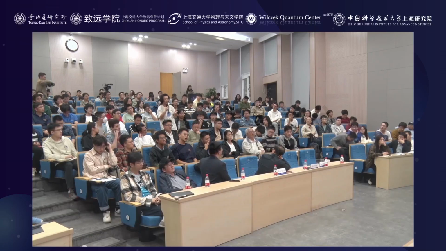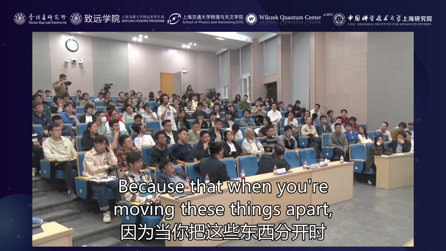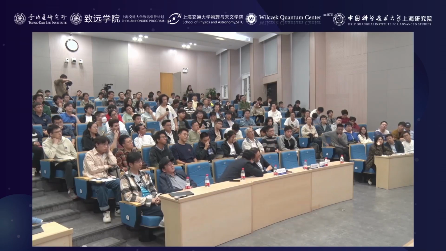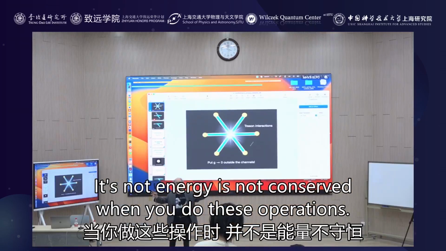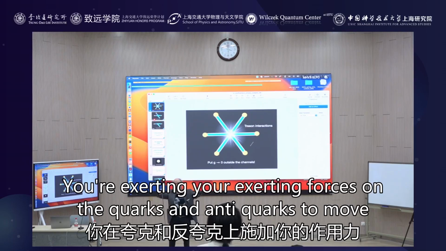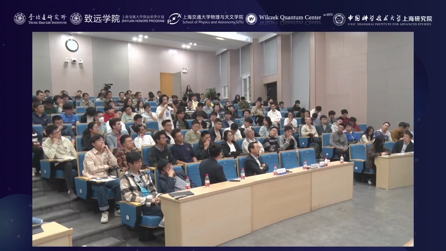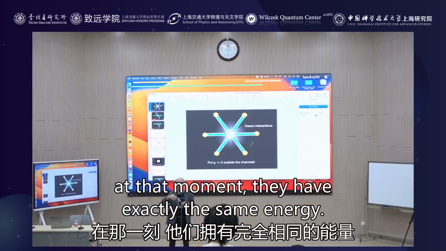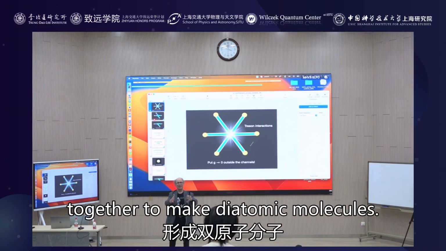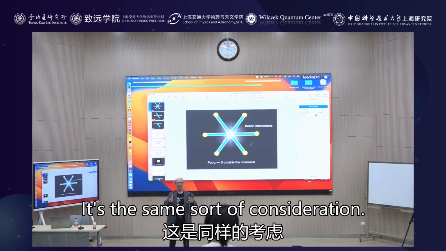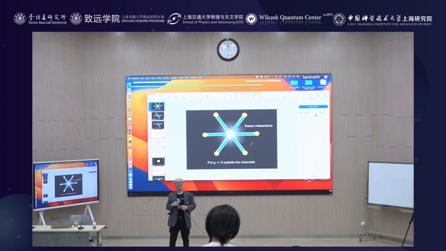And I want to ask where does the energy go? Well, when you're moving these things apart, you're injecting or taking energy out of the system. Energy is not conserved when you do these operations. You're exerting forces on the quarks and anti-quarks to move them around. Yeah, but at that moment when 2 lines turn into a trion, at that moment they have exactly the same energy. It's very much like in chemistry, where people talk about bringing atoms together to make diatomic molecules. It's the same sort of consideration if you look at energy curves. I see. But if they have the same energy, why do they prefer to be 2 trions rather than 2 lines?